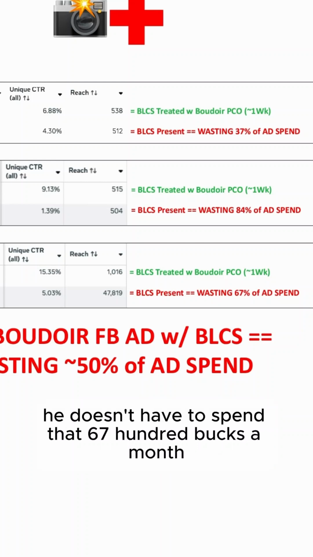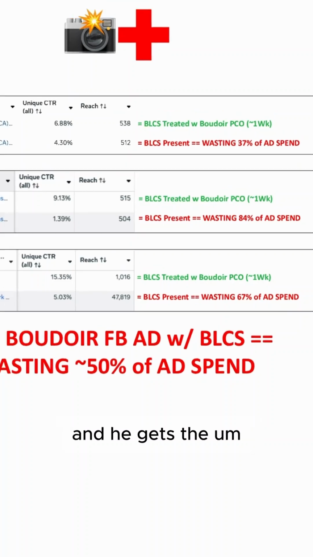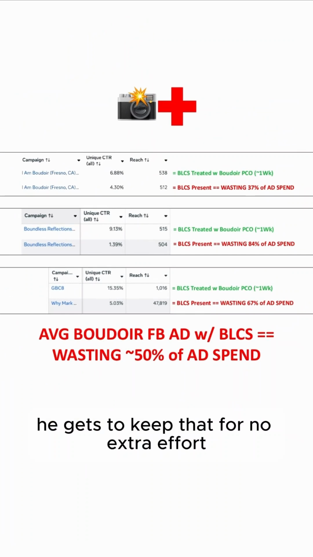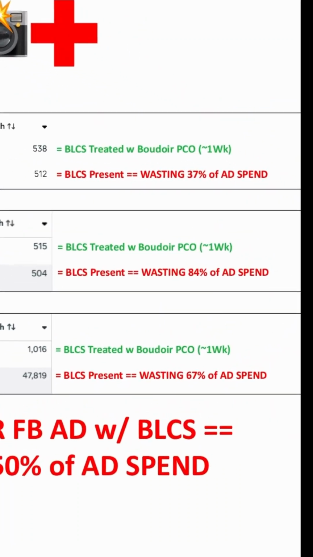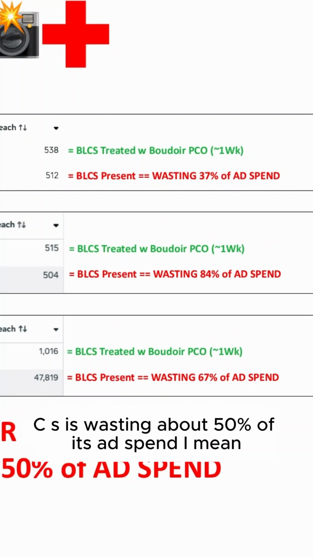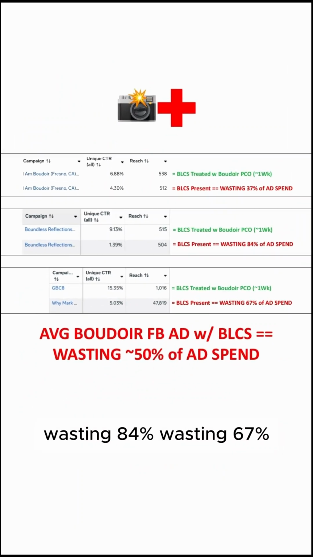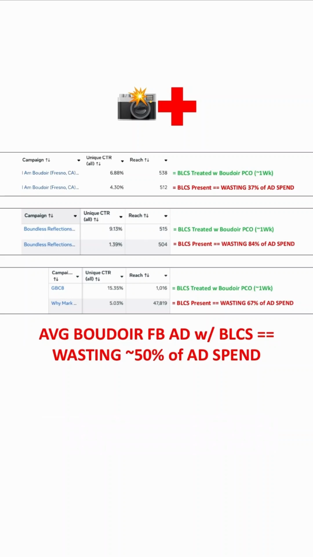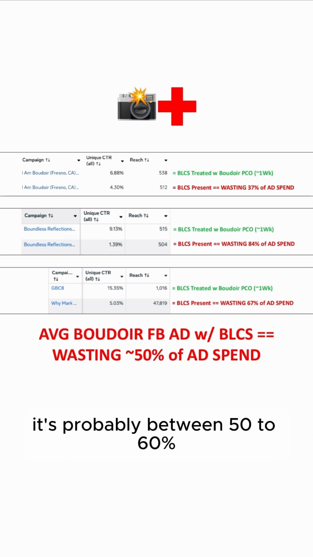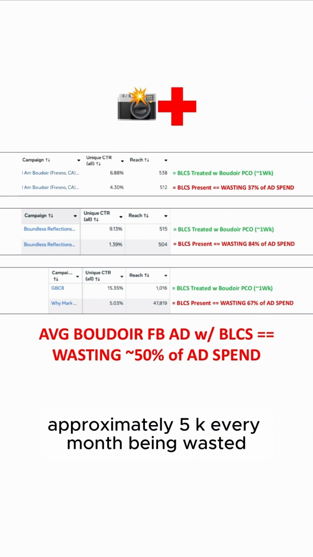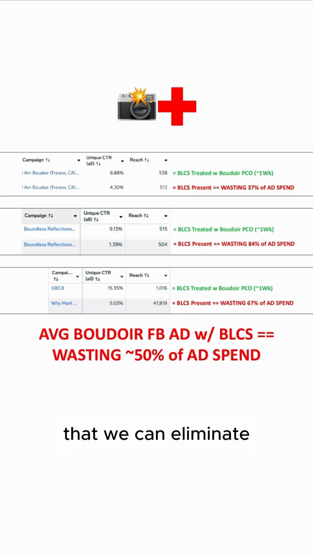And so it's kind of like he doesn't have to spend that $6,700 a month anymore, that difference, and he gets to keep that for no extra effort. So the average Boudoir Facebook ad with BLCS is wasting about 50% of its ad spend. Look at these numbers here: wasting 37%, wasting 84%, wasting 67%. Average those numbers up, it's probably between 50 to 60%. So if they're spending 10 grand a month, approximately 5K every month is being wasted that we can eliminate.